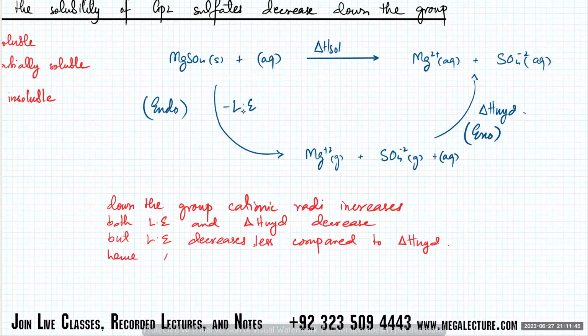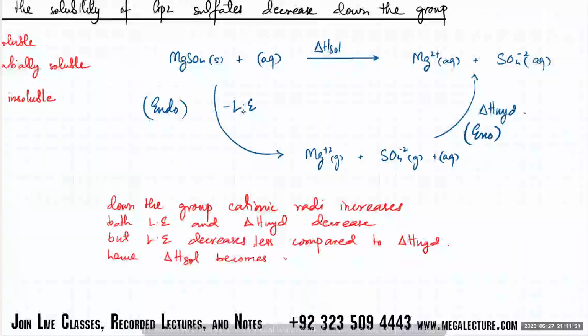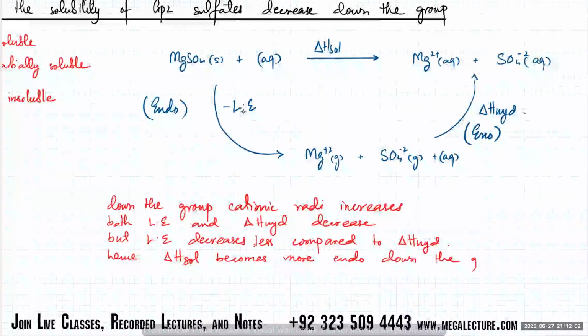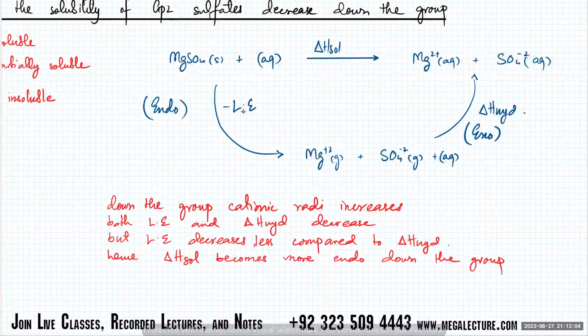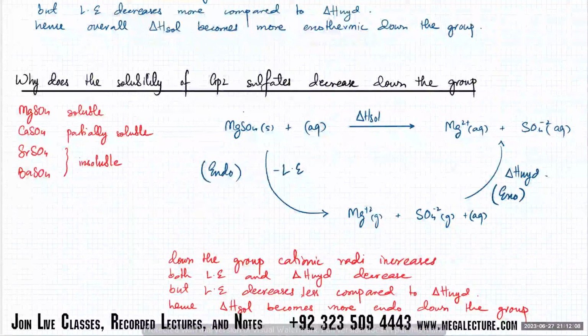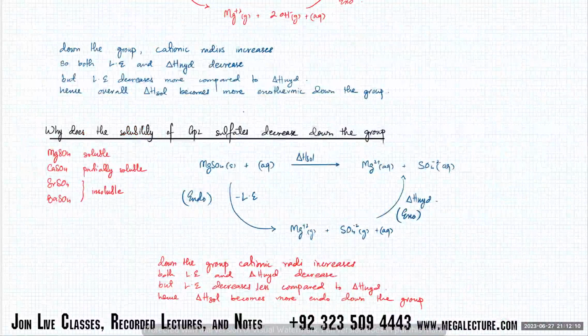Hence, delta H solution becomes more endothermic overall down the group, or less exo down the group. Okay, is this clear? ये clear है?